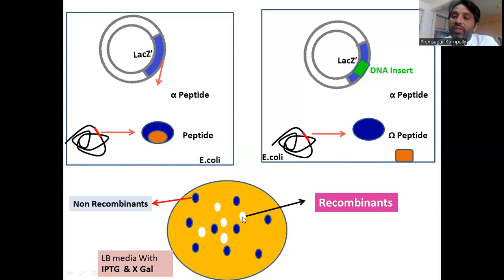So this is how you can distinguish the recombinants from non-recombinants. Single step method, simple, and visually distinguish between the colonies of blue color and white colonies. So there is no extra step required for the selection of recombinants and non-recombinants.